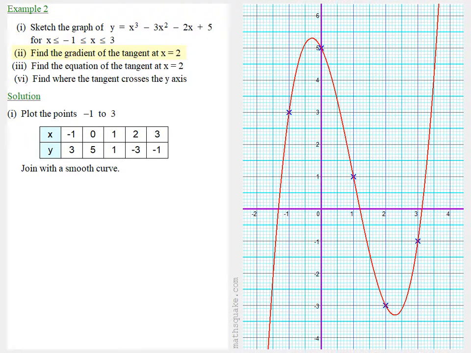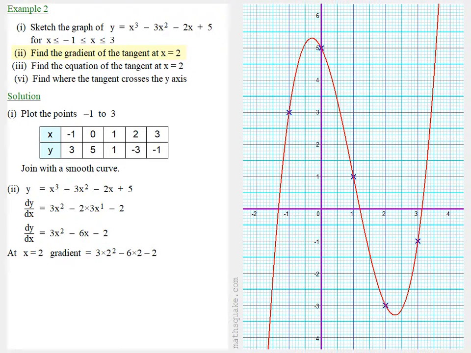In part 2, we're asked to find the gradient of the tangent at x equals 2. Well, starting with the curve y equals x cubed minus 3x squared minus 2x plus 5, we can differentiate, and that'll give us 3x squared minus 2 times 3x to the power 1 minus 2. So dy by dx simplifies to 3x squared minus 6x minus 2. Now that's the gradient function.